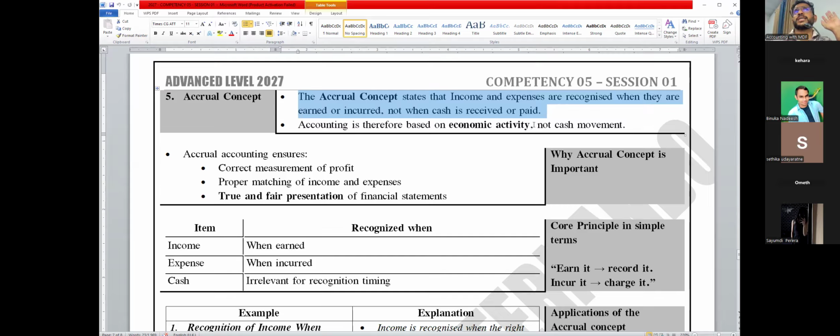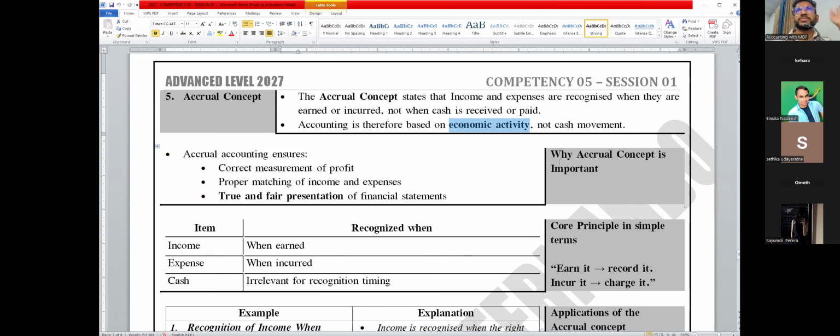Accounting is therefore based on economic activity, not on cash movement. Because of this concept only, it is said that accounting is based on economic activity, not on cash movement.